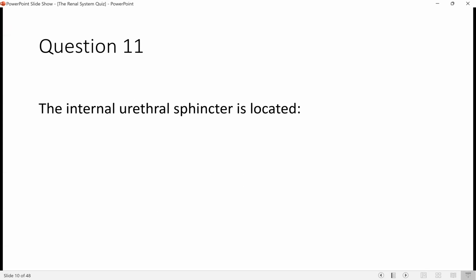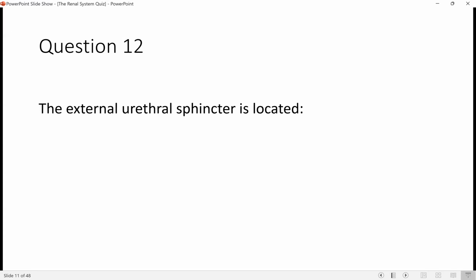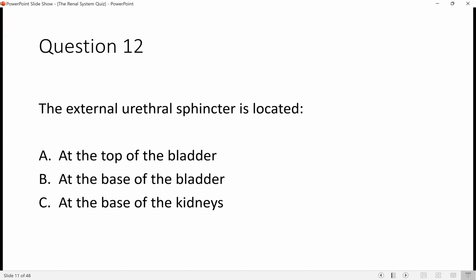Question 11. The internal urethral sphincter is located at the top of the bladder, at the base of the bladder, at the base of the kidneys, at the distal end of the urethra. Question 12. The external urethral sphincter is located at the top of the bladder, at the base of the bladder, at the base of the kidneys, at the distal end of the urethra.